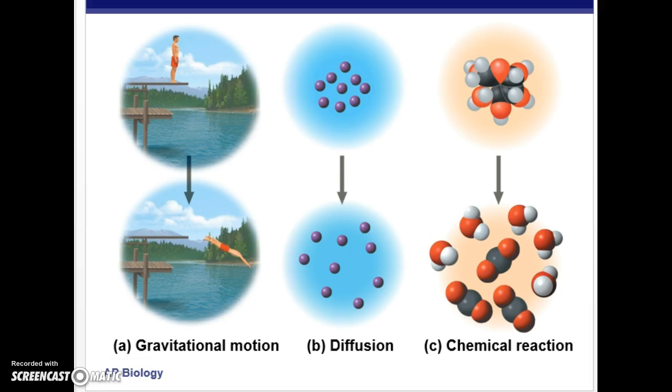So these are some examples of a system that is exhibiting a negative delta G. So these are spontaneous reactions. Here, having potential energy and using gravity to have this decrease in potential energy is an example of a negative change in free energy.